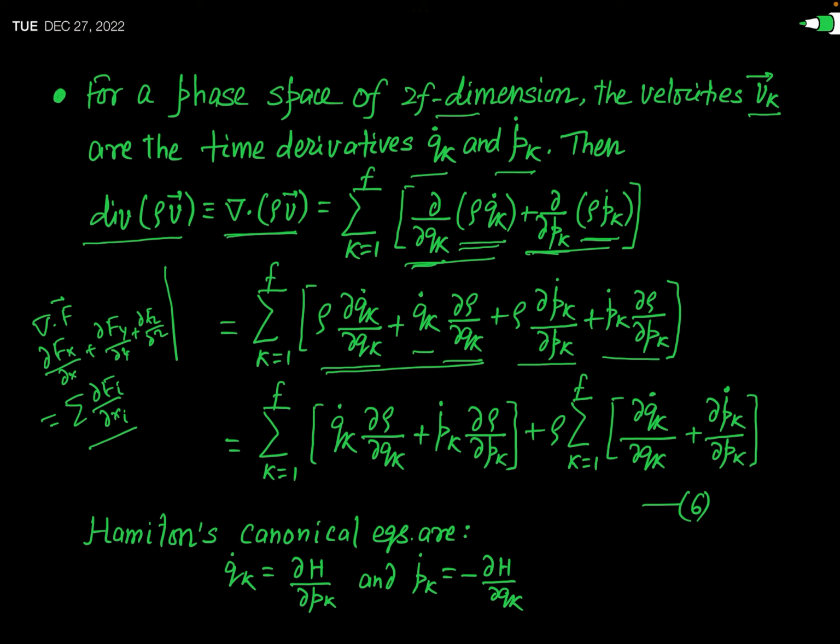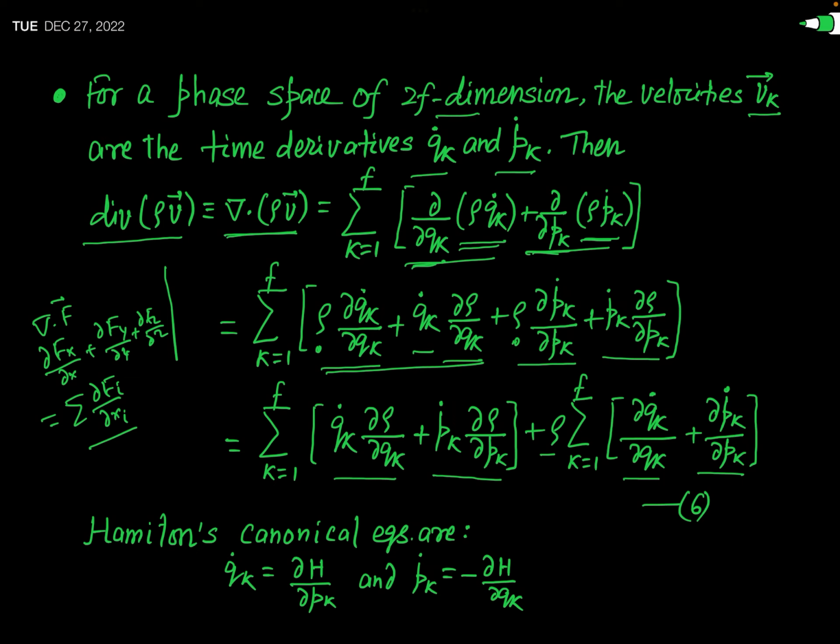Now let us arrange these terms here. So this can be written as summation over k qk dot del rho by del qk plus pk dot del rho by del pk, and plus now this term and this term contain rho, and rho is independent of summation, so I have written rho outside of this sign of summation, and the remaining factor will be summation over k del qk dot by del qk plus del pk dot by del pk.